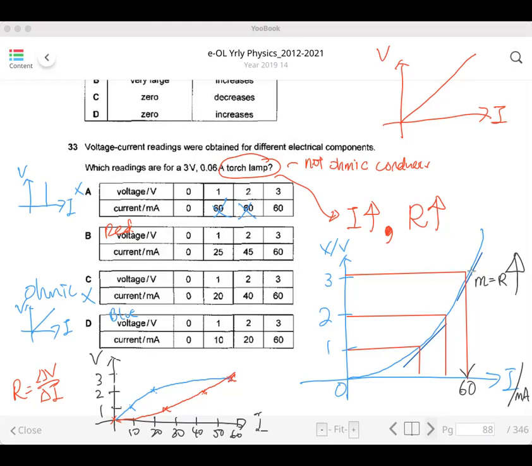If I want my gradient to increase, my shape of the graph should look like this. Okay, this one on the right. So the B answer I plot in red. The D answer I plot in blue. So which one looks like this? Okay, Oscar, well done. Chelsea, are you still confused?